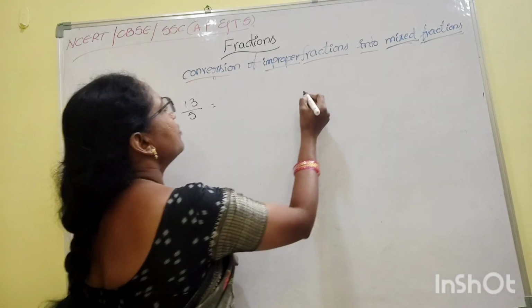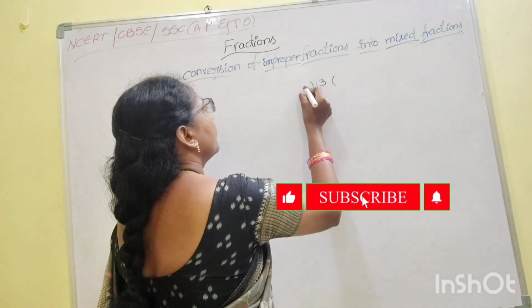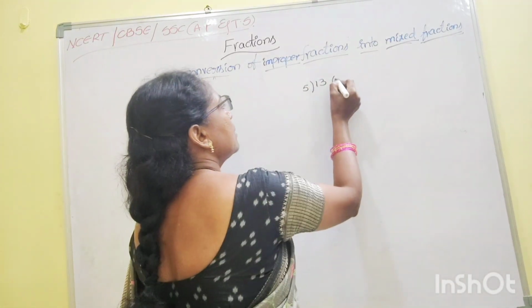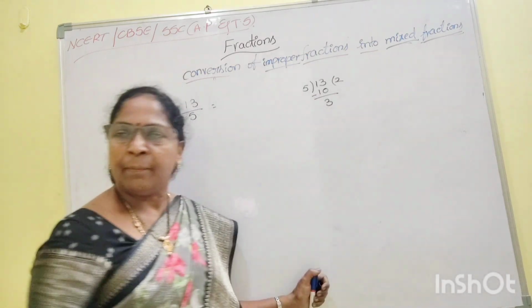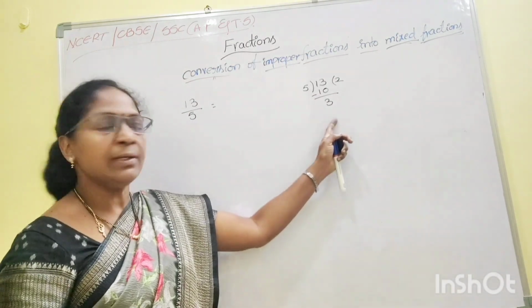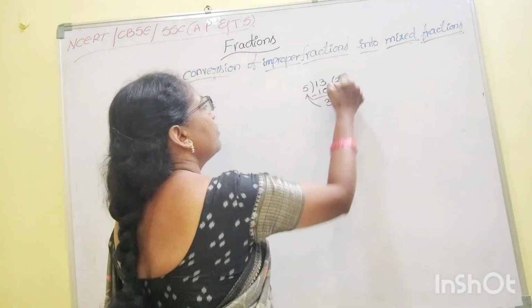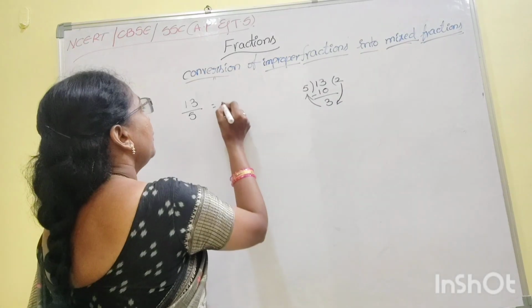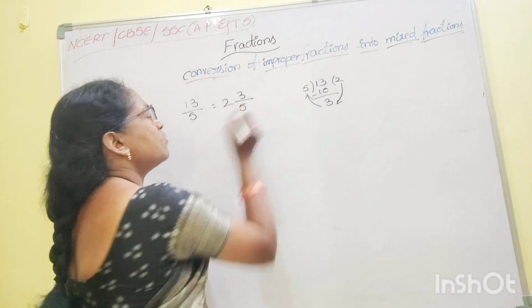So, 13 by 5 means you divide 13 by 5. 5 divides 13 how many times? 2 times. 5 2s are 10. Then the remainder is 3, the balance value is 3. Now, how to write here? 2 3 by 5. Like this order you have to write down. First one is the quotient 2, and the remainder is 3 divided by 5.